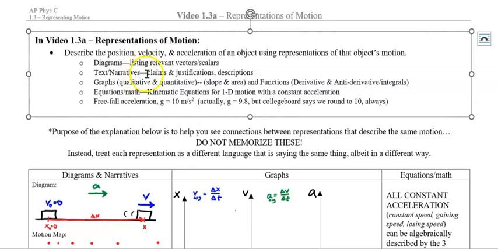With text and narratives, again, we can be given these or asked to create our own, but these are going to be claims that we can make about the motion, justifications we can make for those claims, again, using words, or these are going to be like descriptions via text.